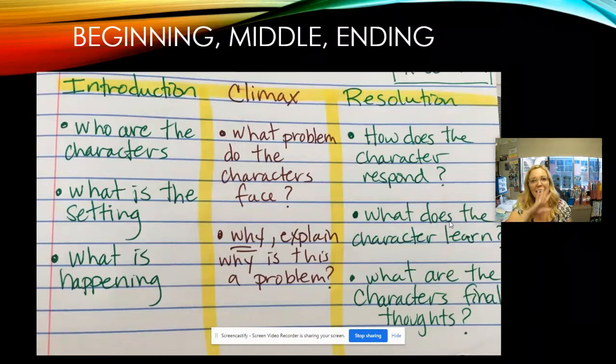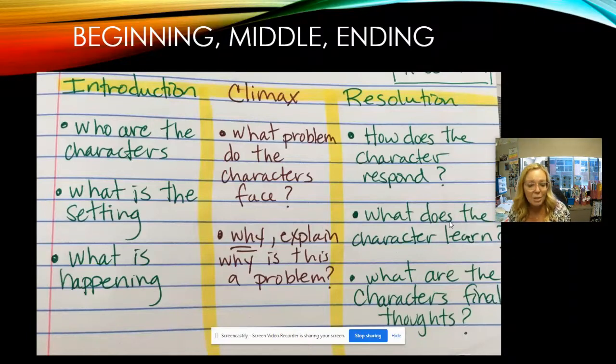Now, by the end of your story, the big wrap up or resolution must tell us, how did the character respond to this problem? What did they do? Does the character learn anything? Do they change by solving this problem? Does that create a character change? And then what's their final thoughts? How do we leave it? What do they think about the whole event, right?